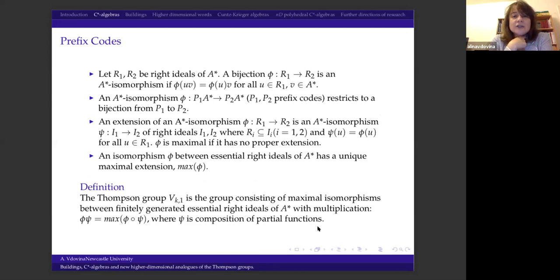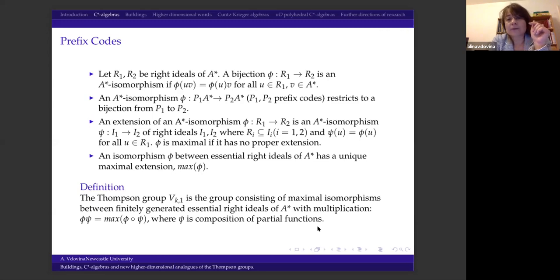Let R1 and R2 be two right ideals. A bijection phi between those right ideals is an A star isomorphism if phi of UV equals phi of U times V for all U from R1 and V from A star. And then an A star isomorphism phi from P1 A star to P2 A star, where P1 and P2 are prefix codes, restricts to a bijection from P1 to P2.